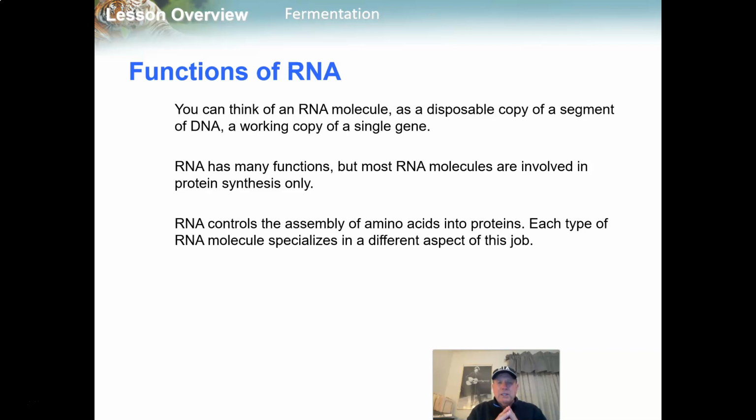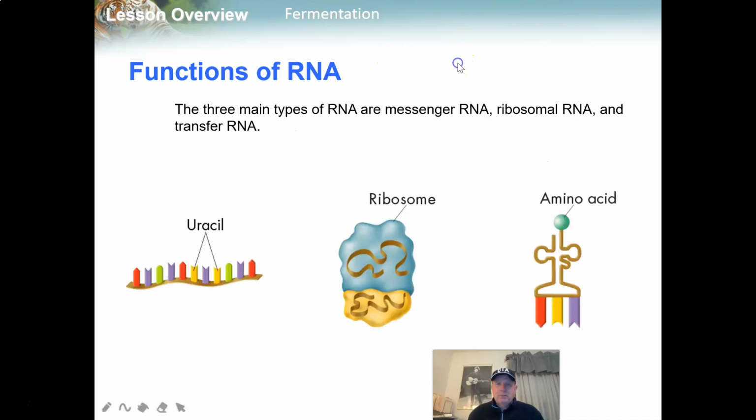RNAs control the assembly of amino acids into proteins. Remember we talked about macromolecules and monomers? Amino acids are the monomers of proteins. And remember what organelle of the cell makes proteins? Remember, it was the ribosomes. Each type of RNA molecule specializes in a different aspect of this job.